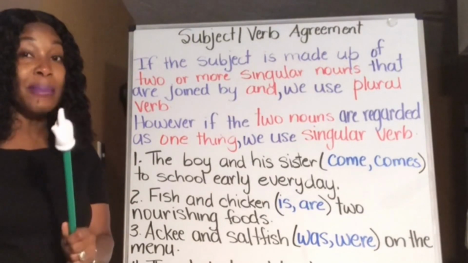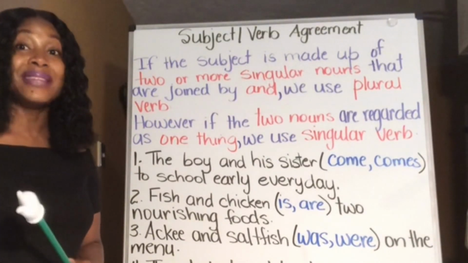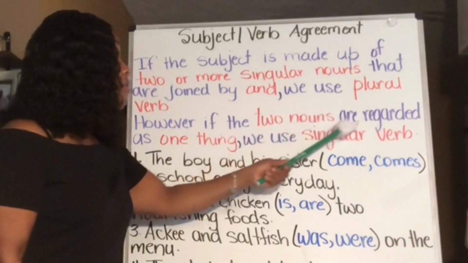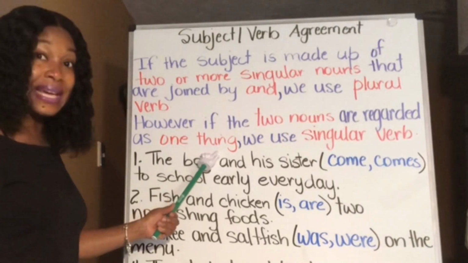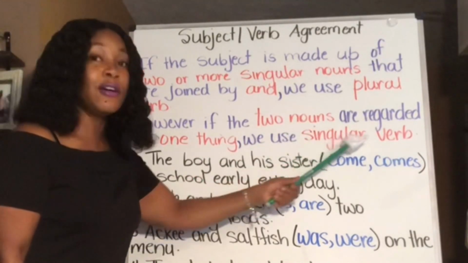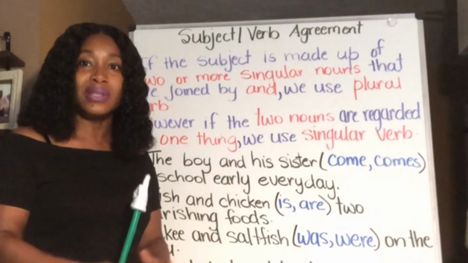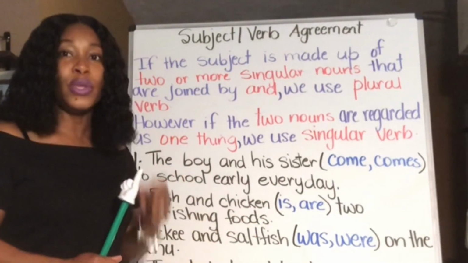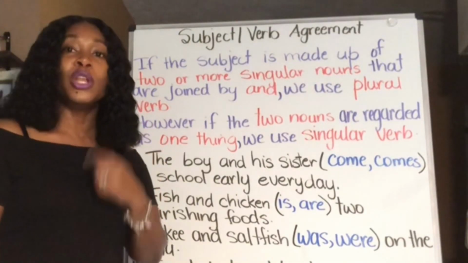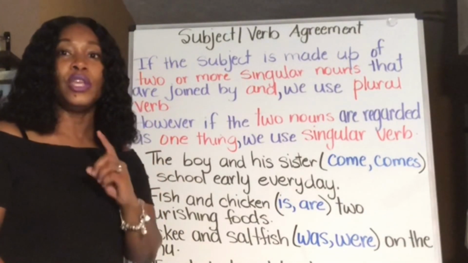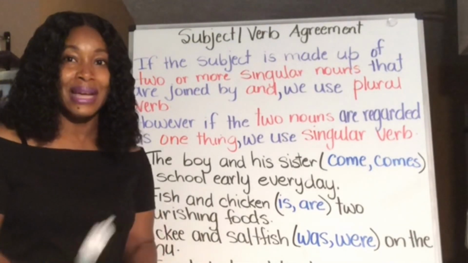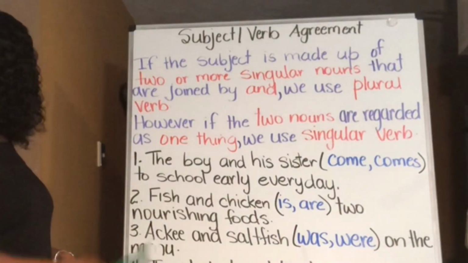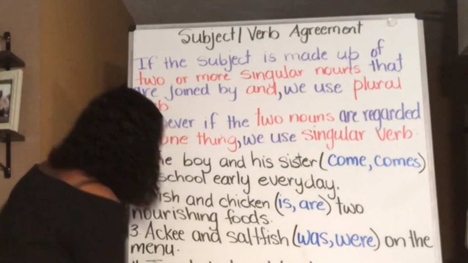However, remember I taught you about exceptions. There are some exceptions to this rule. If the two nouns are regarded as one thing, we use a singular verb. So when the two nouns can be separated, you don't look at them as a whole, as one thing, we use the plural. But if we look at them as one thing, we use singular. And we have examples for those two rules. So let us go ahead and look at number one.